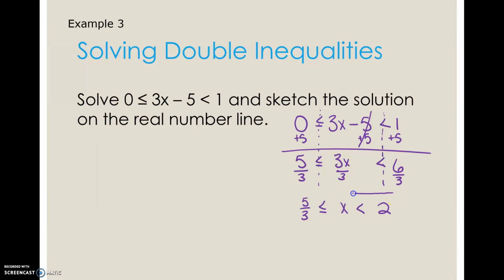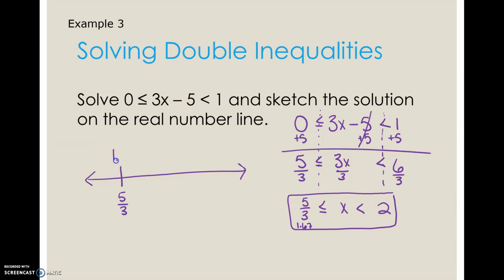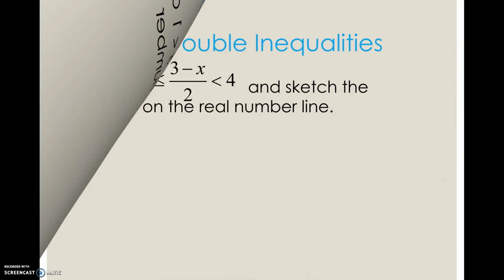Now, for ease of solving, you can leave that as 5/3, but when you need to graph it, it's really helpful if you know what decimal 5/3 is. So what decimal is 5/3? 1.67. So here's 5/3, or 1.67, 1.6 repeated.